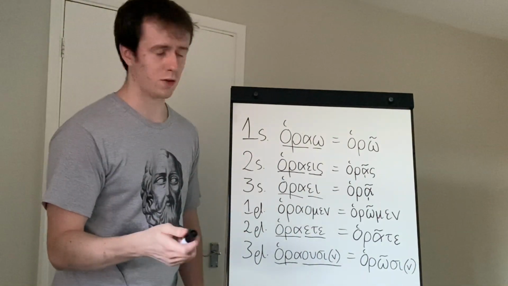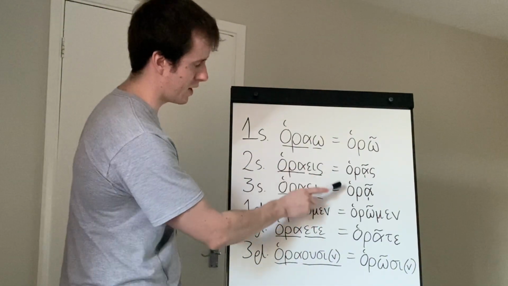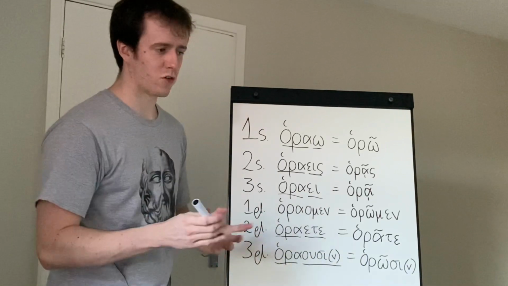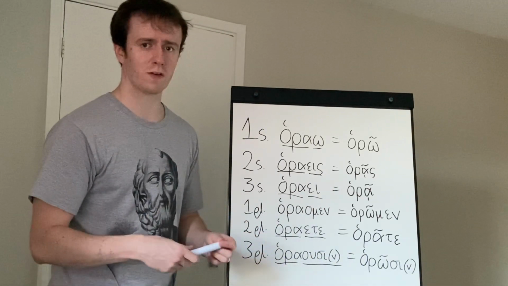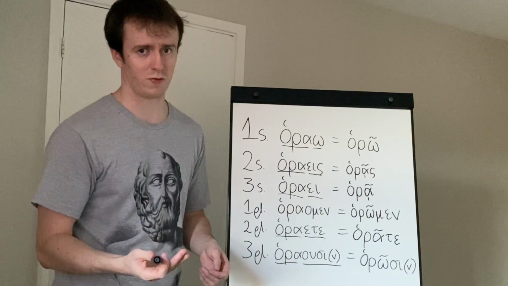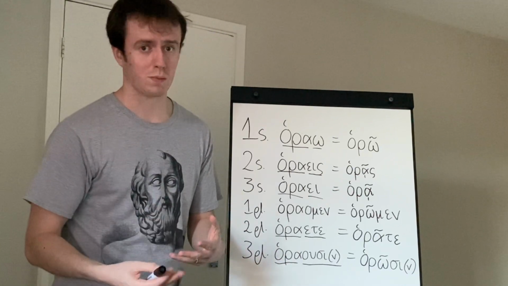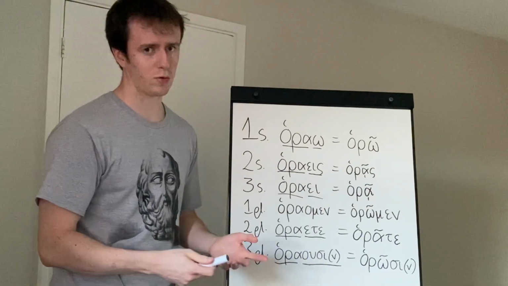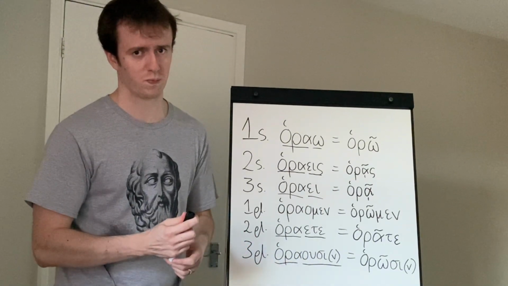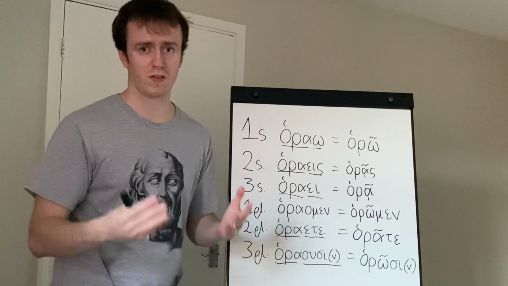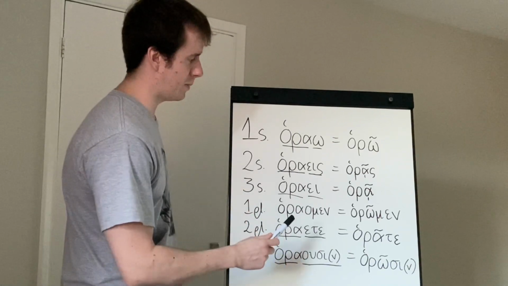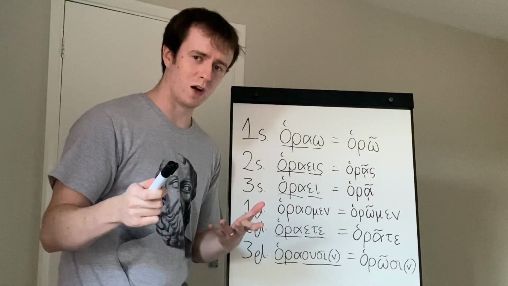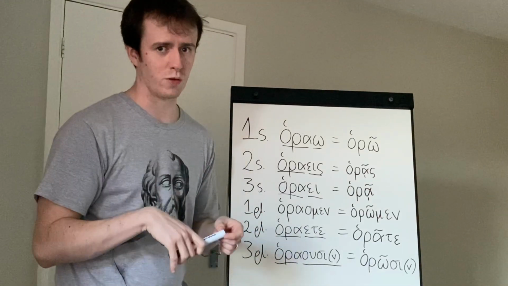The first way you might do this is by remembering lots of different paradigms to remember what happens for alpha contract verbs and for epsilon contract verbs and for omicron contract verbs in different tenses, because contraction happens not only in the present indicative active but also in other conjugations as well. So option one is to remember a lot of different paradigms to remember what happens when the various vowels and diphthongs meet each other. But there is a second way which I prefer and I'm going to show you now.